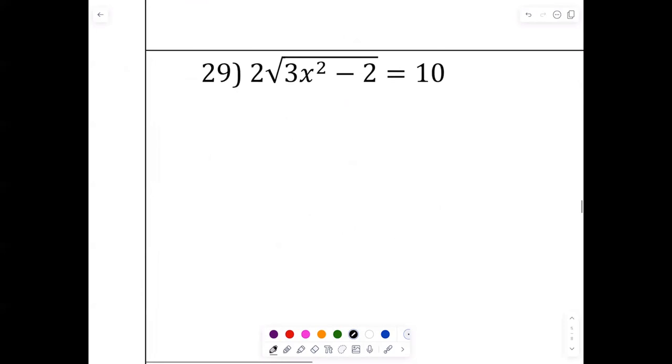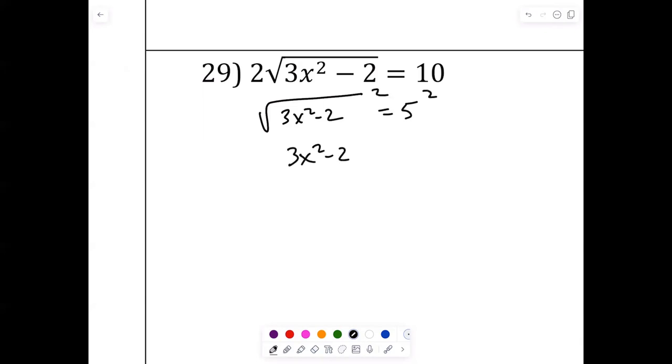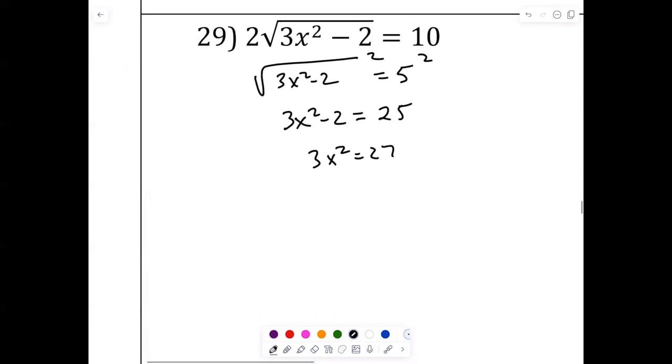Continue on. What do I need to do first for 29? Divide by 2. Square root 3x squared minus 2 equals what? 5. Now what? Squaring both sides. 3x squared minus 2 equals 25. Now what? Add 2. 3x squared equals 27. Now what?